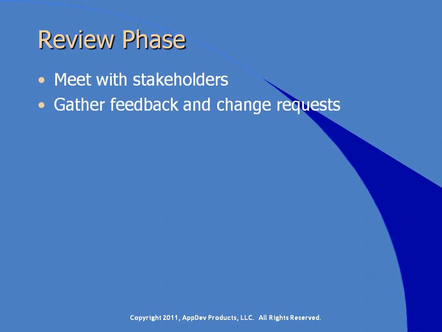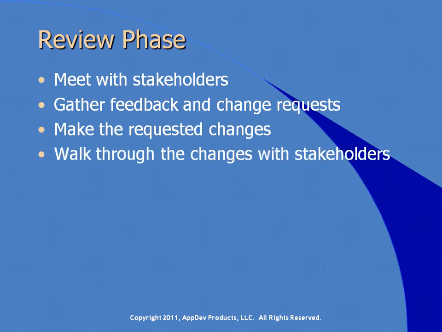Gather feedback and change requests from the meeting. Be sure to update the project plan if change requests are major and note them as changes. Make the requested changes, grant the stakeholders access to the SharePoint site, and ask that they review the changes. And finally, walk through the changes with the stakeholders. Schedule a final meeting to discuss the changes and get approval to move to the next phase.